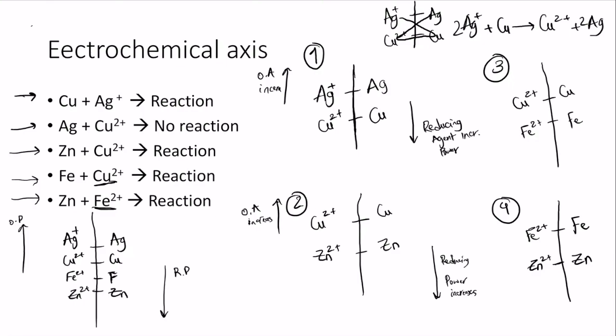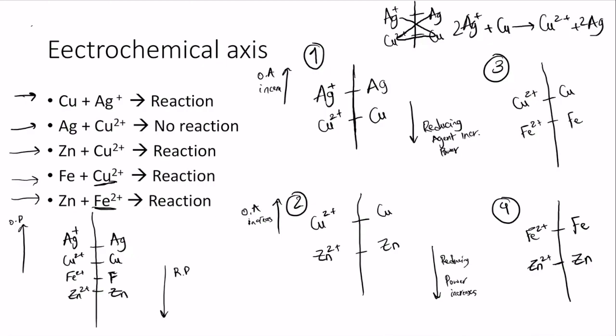Now here we need to compare. Zinc is below copper and iron is below copper. But how can we tell who is below and who is above? We compare iron and zinc to each other alone. We saw that iron is above zinc. So copper, iron, zinc. This is how we arrange elements, or rather redox couples, in the electrochemical axis.